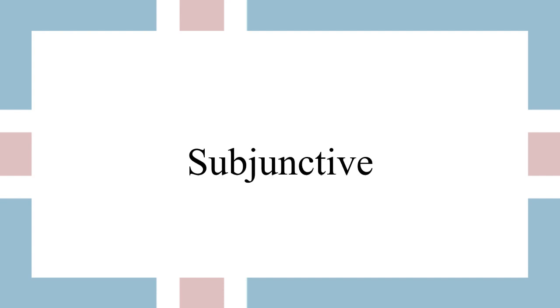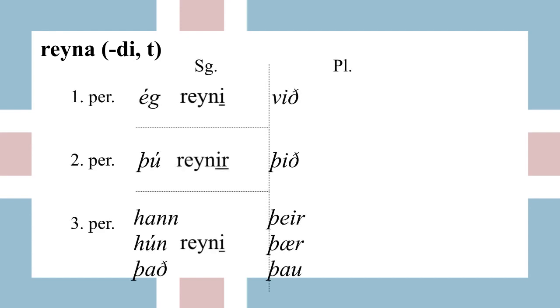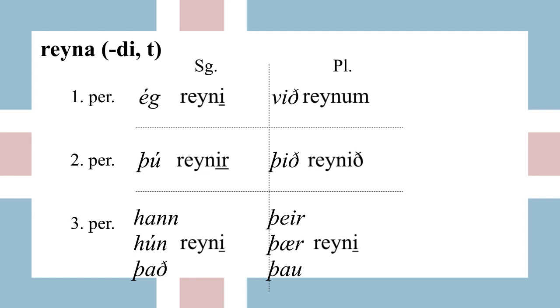Okay, let's move on to the conjugation of the subjunctive, which is very simple because it's the same as the subjunctive for any type of verb. So I'm just going to look at one example, að reyna, and remember that all DTD verbs and really all verbs follow this pattern for the subjunctive. So we have ég reyni, þú reynir, hann, hún, það reyni, við reynum, þið reynið, þeir, þær, þau reyni.